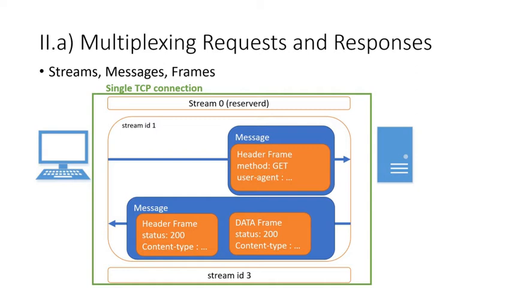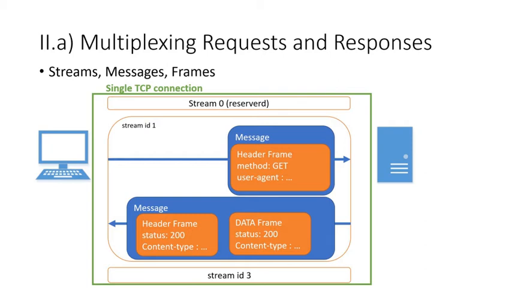First, notice that there is only one TCP connection that carries bidirectional streams. Each stream has a unique identifier, which can be even if it is created by the server, odd if it is created by the client, with ID 0 being reserved for the connection itself. And each stream is used to carry bidirectional messages.